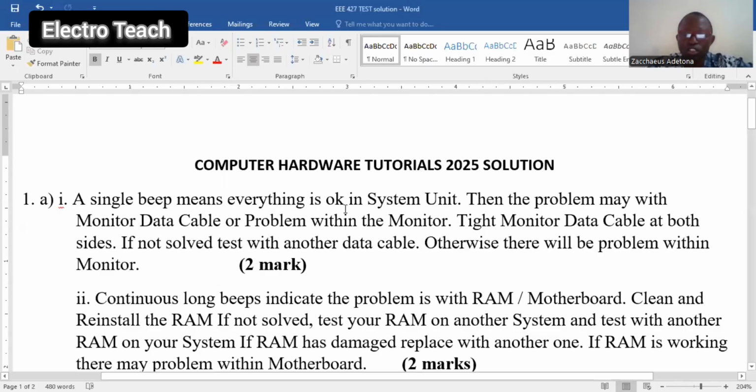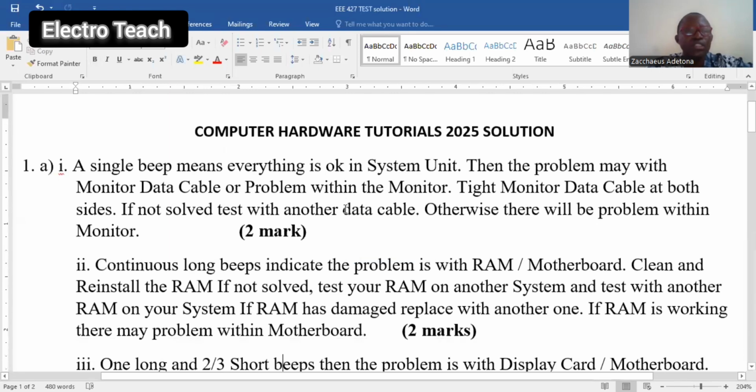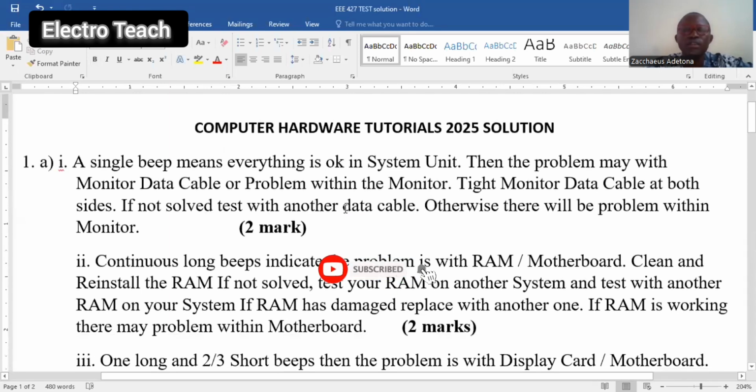The first question was about the beep code of the computer system. When you are booting a computer system, you have beep codes. The question asks to write the meaning of each beep code listed and how it can be cleared. The first beep code is a single beep.